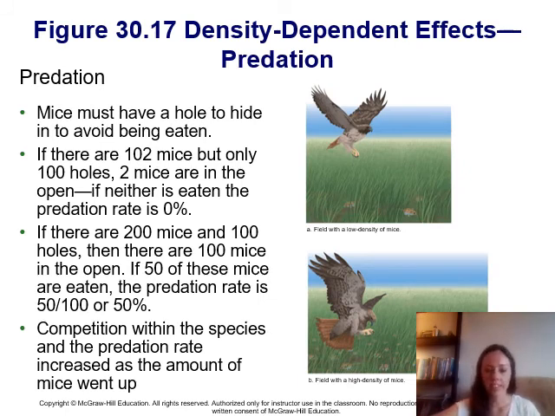So in this scenario, we have hawks hunting mice. Mice must have a hole in order to avoid being eaten. If there are 102 mice but only 100 holes, 2 mice are in the open. If neither is eaten, then the predation rate is 0. If there are 200 mice and 100 holes, then there are 100 mice in the open. If 50 of these mice are eaten, the predation rate is going to be 50%. Competition within the species and the predation rate are increased as the amount of mice went up.